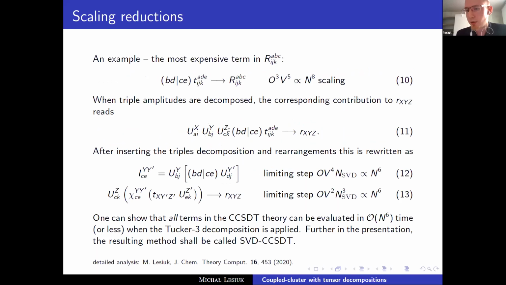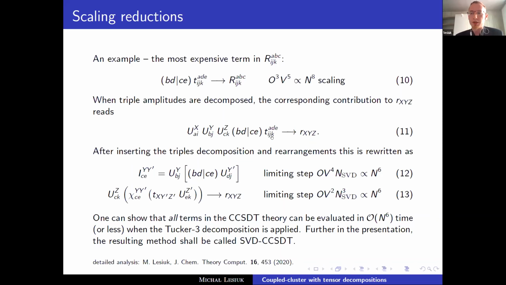The second important point that you have to use to reduce the scaling is to remember that the size of the SVD subspace scales linearly, and you have to rearrange the equations in a certain way to exploit this linear scaling. So as an example, here in equation 10, you have the most expensive step in CCSDT. This is the only term that involves 5 virtual orbitals at the same time. So typically for large systems, this is the most important, the most difficult, the most expensive step. If we decompose the triple amplitudes, instead of this term, we can calculate only the term restricted to the SVD subspace. So equation 11.